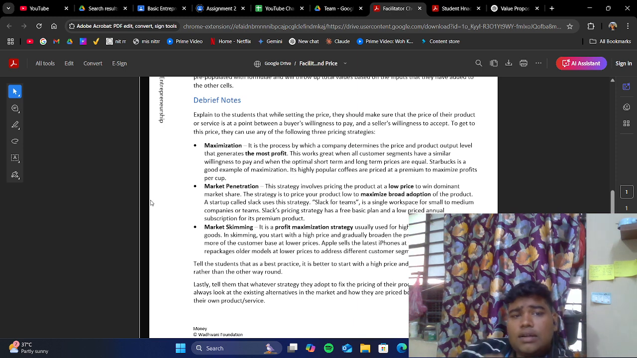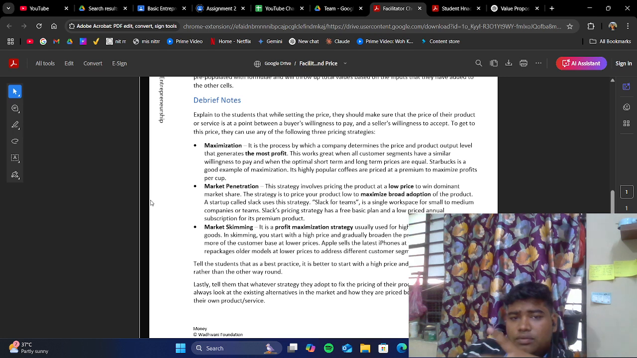And the third technique to get into the market is market skimming. It is a profit maximization strategy usually for high-tech, low availability goods. In skimming, you start with a high price and gradually broaden the product offering to address more of the customer base at lower prices.